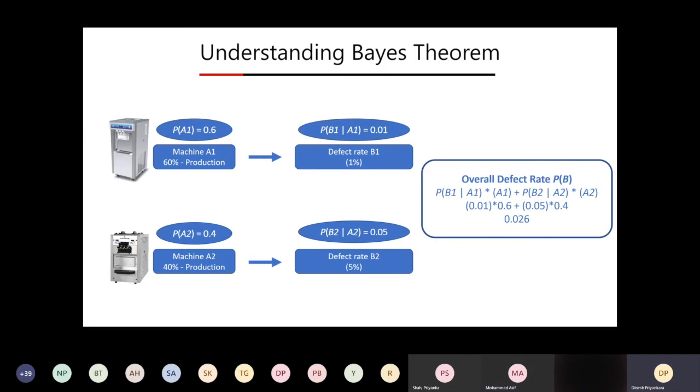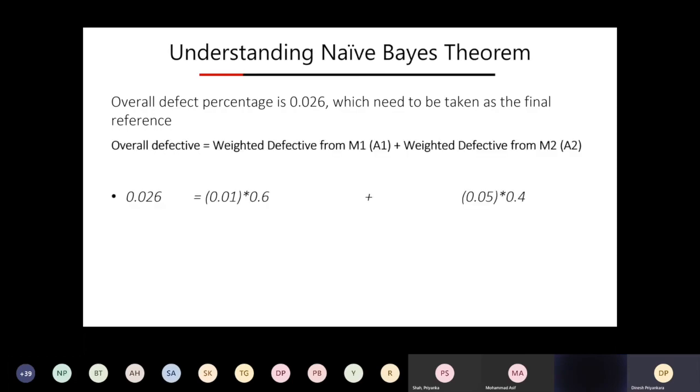So I was explaining the overall defect rate. If I have the overall defect rate, and I want to find out whether something, let's say there is a problematic or odd ice cream, has been produced by machine A or machine B, or machine 1 or machine 2, I can use this overall defect rate for finding it. So how do I do it? Let me take this formula.